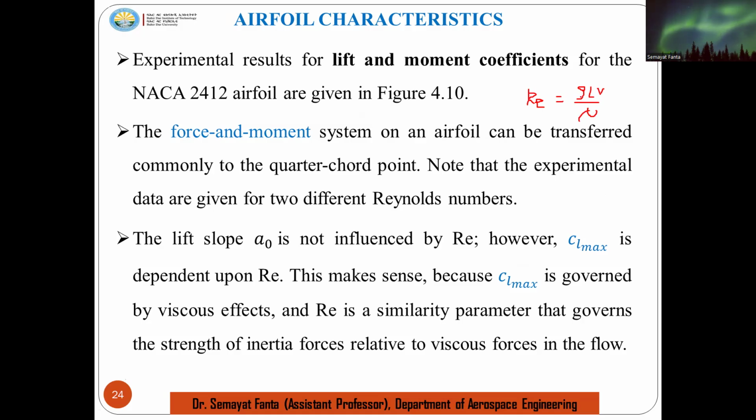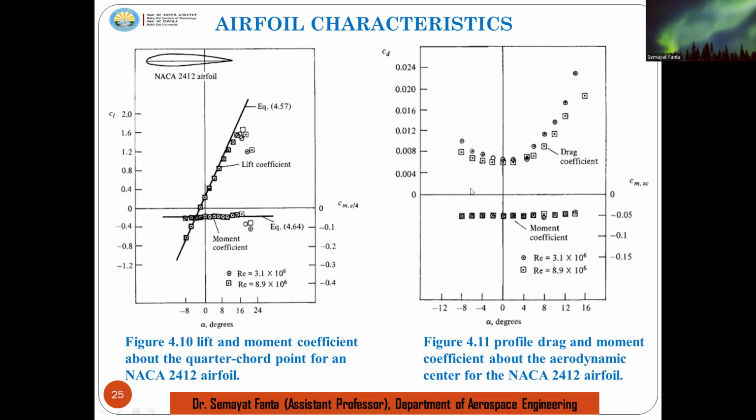So rho is the air density, that we can say rho infinity. L is the chord length actually for our aerofoil. V is the flow velocity, divided by the dynamic viscosity mu. Okay, so that is the representation for Reynolds number.